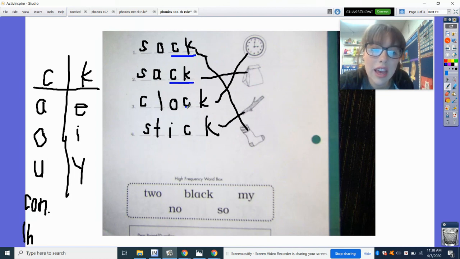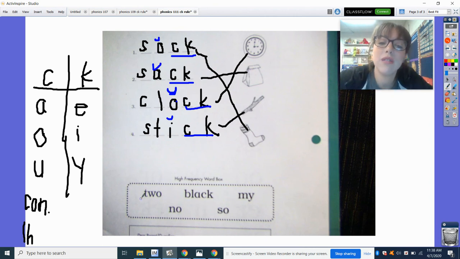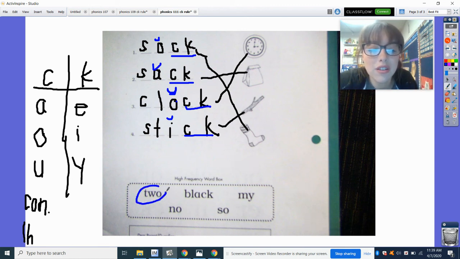Underline your C's and K's, and then put breves above all your short vowel sounds. Little breves. There you go. Okay. And then I would like you to circle your new sight word to, and then code all of the other words in our high frequency word box. So you're going to circle to.